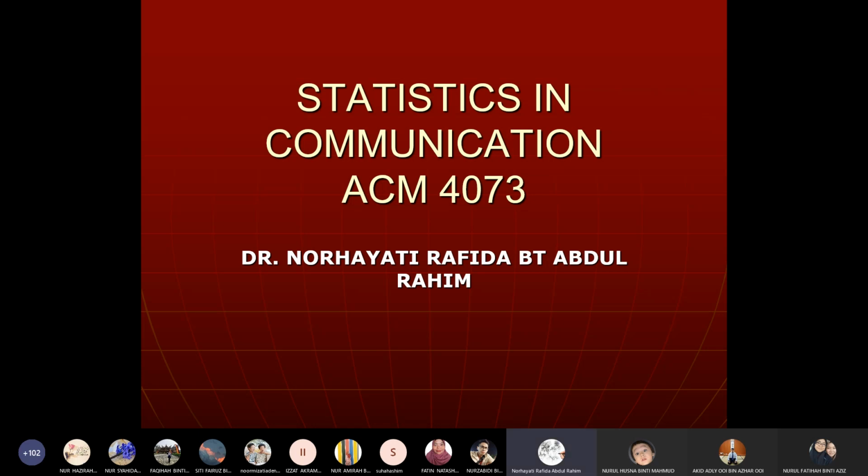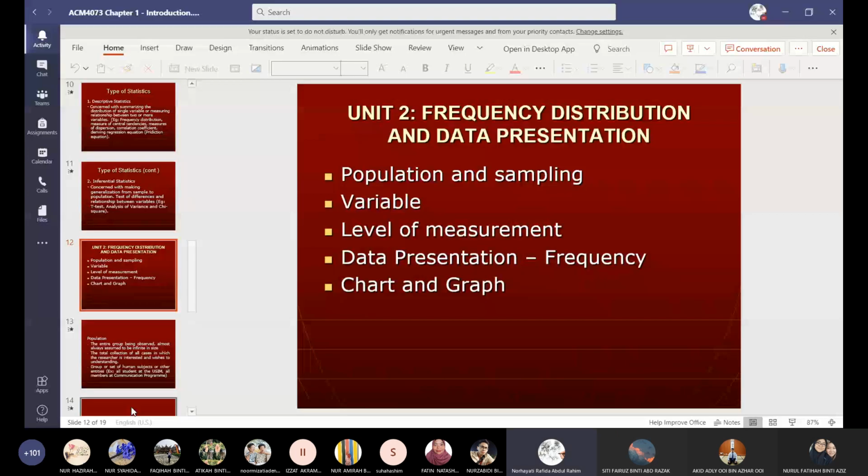Second is variable. In Malay it is pemboleh ubah. At least in your thesis, you must have at least two variables, namely independent variable and dependent variable. These are the minimum. If your study has only one variable, you will have a problem.